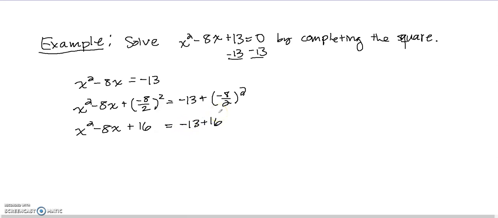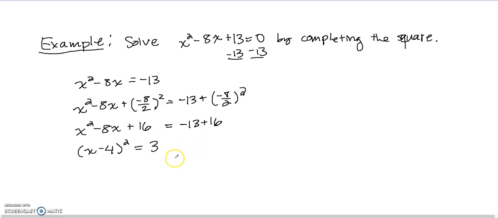All right? So how does the factorization work? Well, that negative 8 over 2 is negative 4. So negative 4 times negative 4 makes 16, and negative 4 plus negative 4 makes negative 8. So the left-hand side factors to x minus 4 quantity squared, and the right-hand side just becomes positive 3. 16 minus 13 is positive 3.